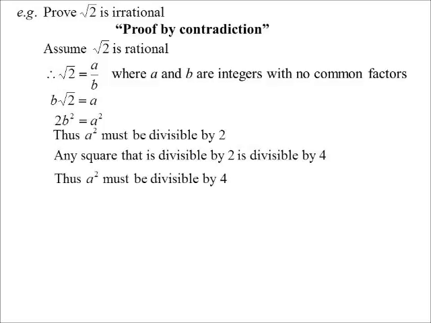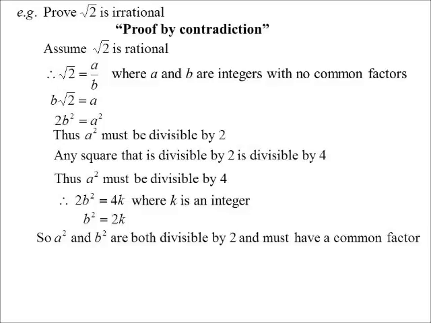Okay, so we now know a squared is divisible by 4. Now, if that's true, remember we said a squared was 2b squared. Then 2b squared must be equal to 4, there's one of my factors, times k, some other factor. And that factor is going to be a whole number, an integer. So b squared is equal to 2k. But that means a squared and b squared are both divisible by 2, or both divisible by 4 for that matter. So they've got a common factor.